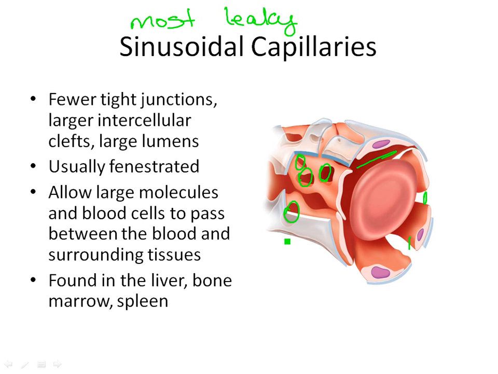All right, so this is going to allow for large molecules to cross from the bloodstream into the tissues. It also allows for macrophages to escape from the blood out into the tissues to clean up debris and infection. So you find these in areas such as the bone marrow, the liver, and the spleen. So you've got these big, large molecules that are going to be leaving the bloodstream and getting into tissues.